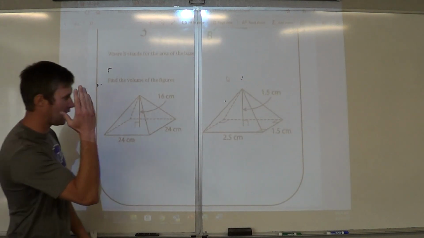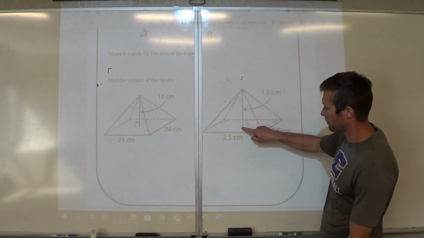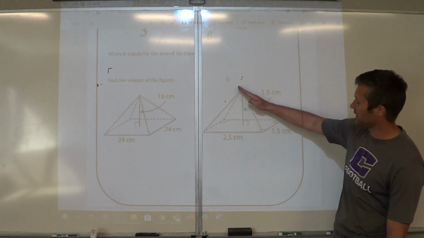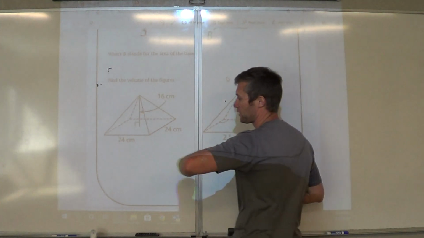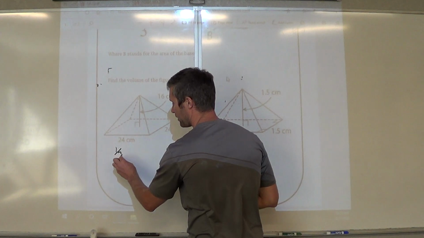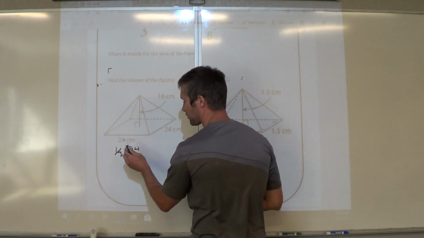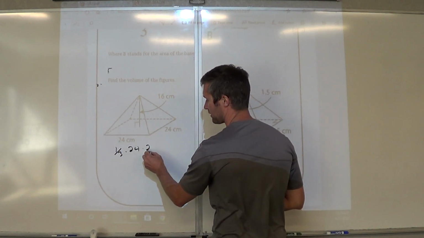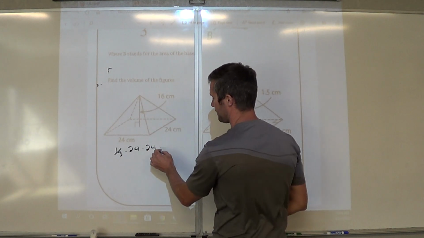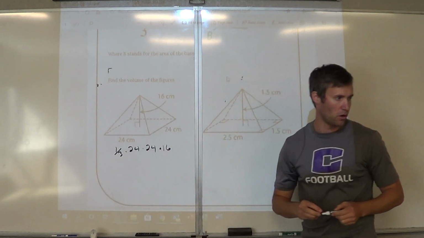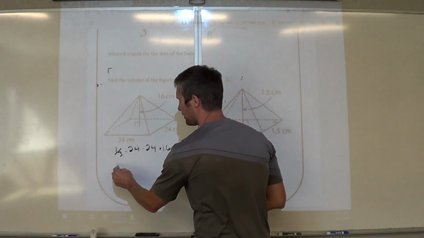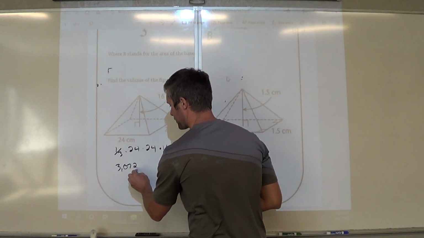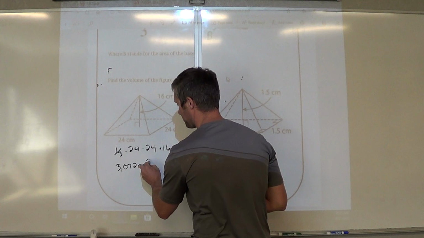Again, when we talk height, height has to be perpendicular from the bottom straight to the top. This right here is called the slant height. We want this height here. So in this case, we go 1/3 the area of our base, so 24 times 24, times our height of 16. So when we multiply, we would get 3,072. Make sure you put your units cubed on that.